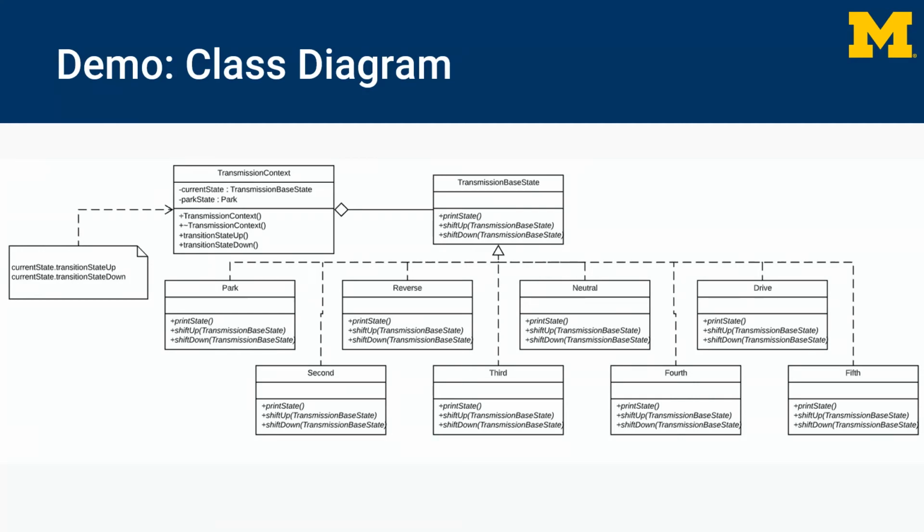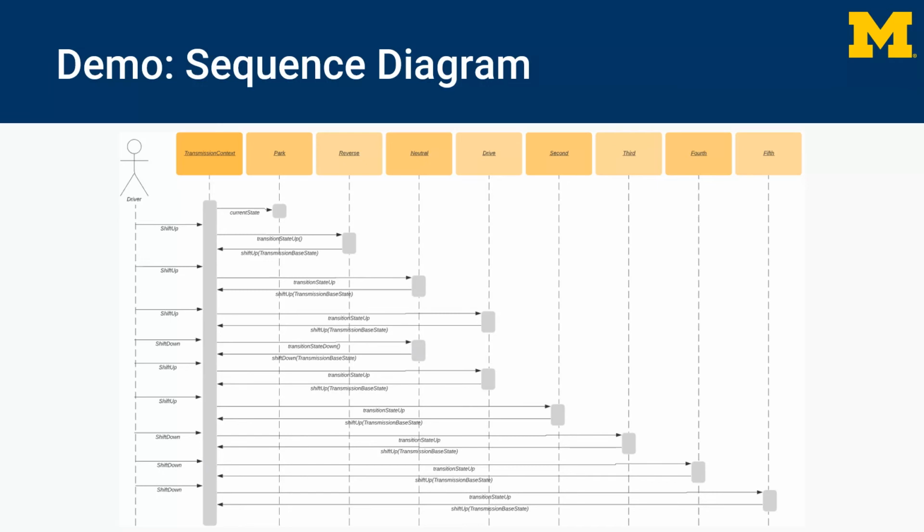To the left of that, we have the transmission context, which is what the user in the program is going to interact with to either transition the state up or transition the state down, which represents shifting up or shifting down the gears. Here's a basic sequence diagram of the demonstration.